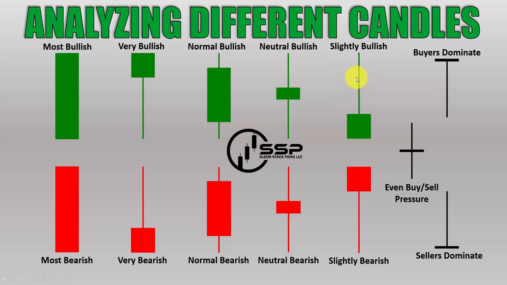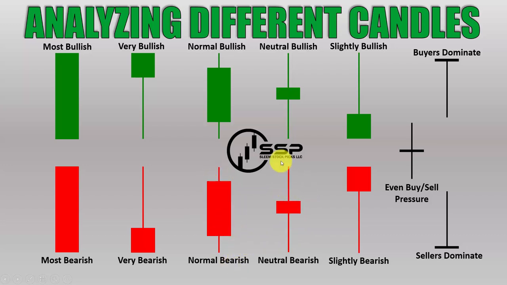So that's what you can take away just from the different shadow sizes, and it works the same way on the bear side. As you can see, this is the most bearish candle aside from the one with just a full body, because it closed lower and there was a ton of sell pressure holding it down because of that big upper shadow. Here we have pretty much even buying and selling pressure, so it's a normal bearish candle.